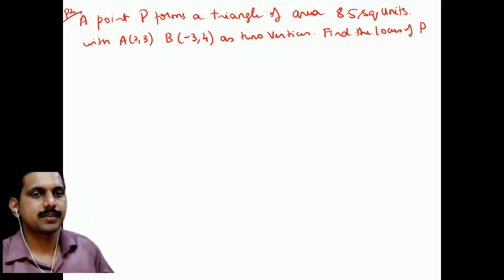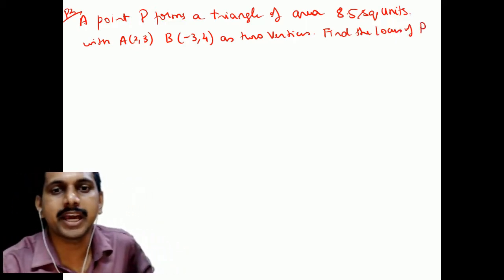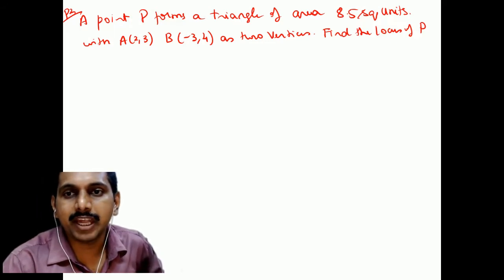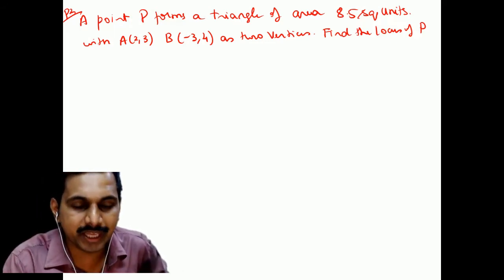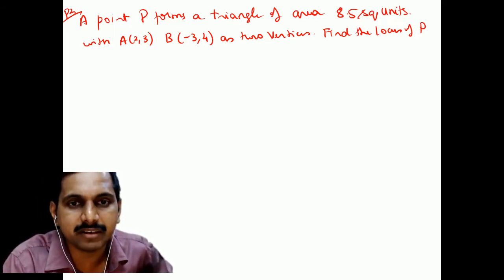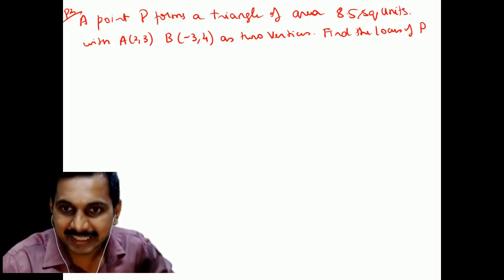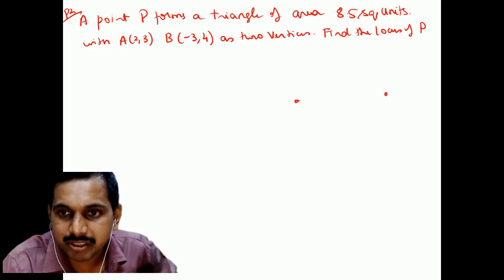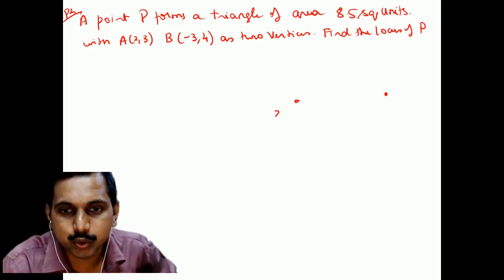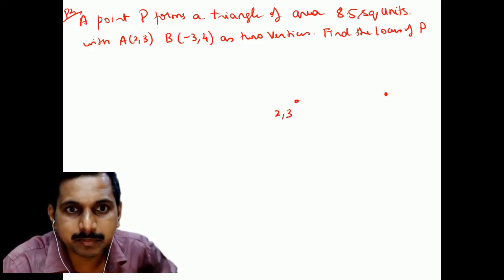Now what is this? A point P forms a triangle of area 8.5 square units with A equal to (2, 3) and B equal to (-3, 4) as two vertices. Find the locus of P. That means I have 2 points here, A and B. One is (2, 3). Another one is (-3, 4).